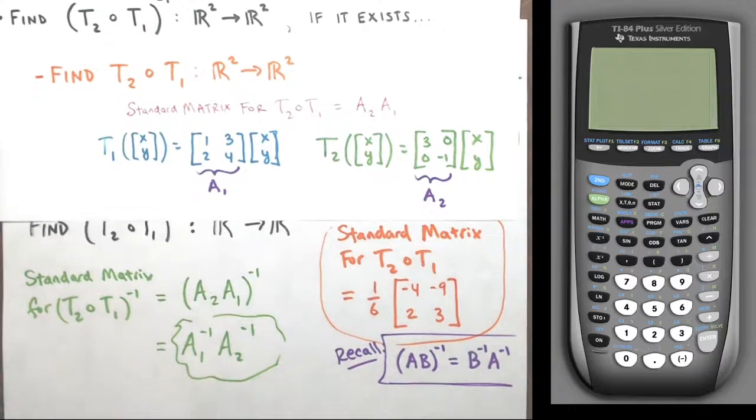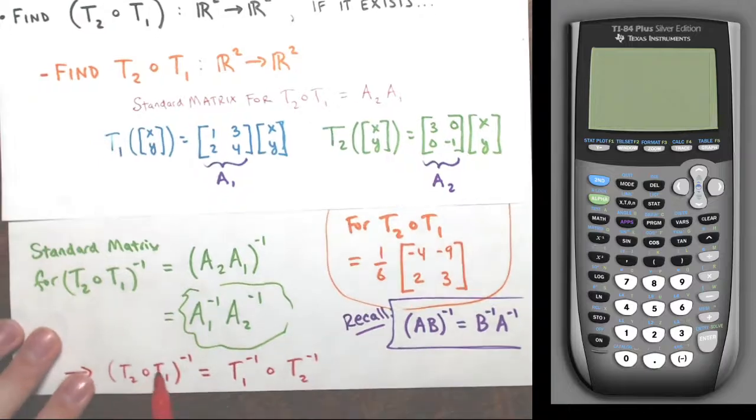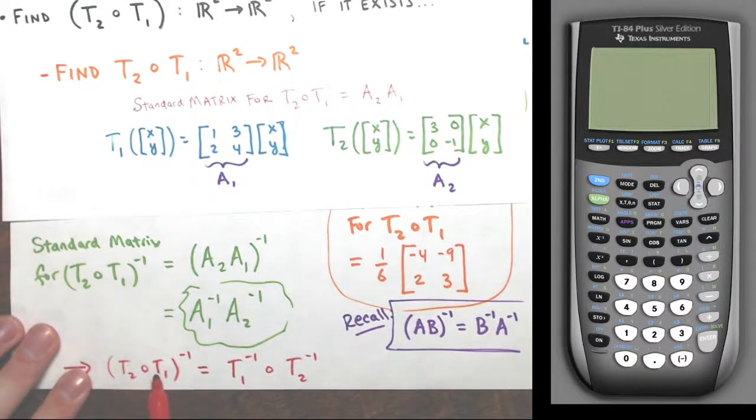So this means, and I'll probably put this all on a single page later, that T2 composed with T1 inverse is the same rule as T1 inverse composed with T2 inverse. Right? Because the standard matrix for the left side is the standard matrix for this times the standard matrix for that, A1 inverse times A2 inverse. All right. That's also a big result.